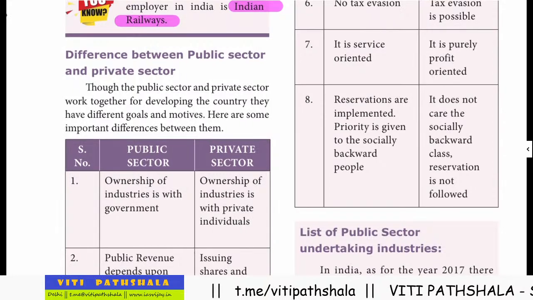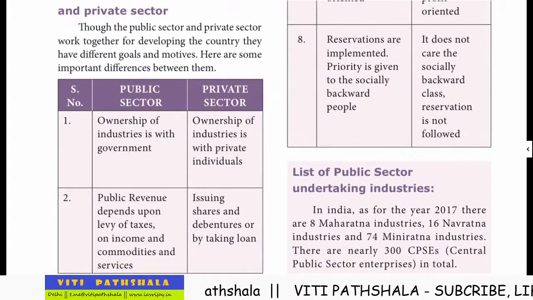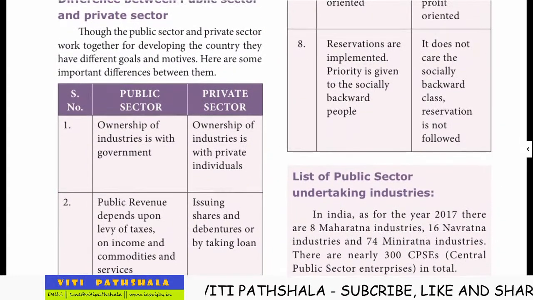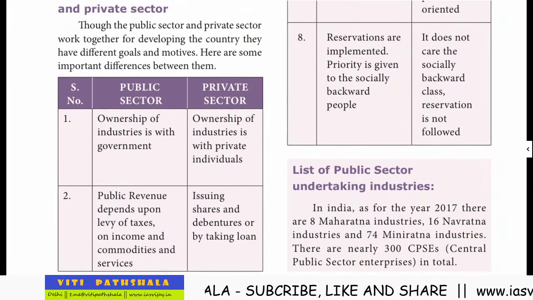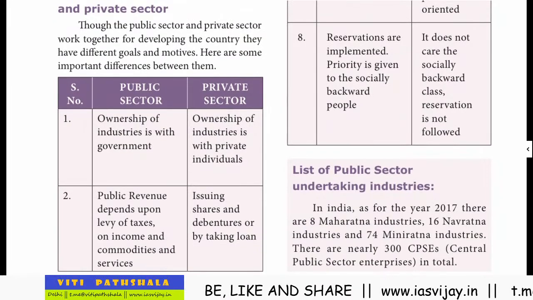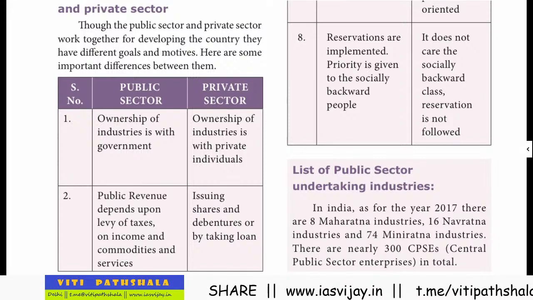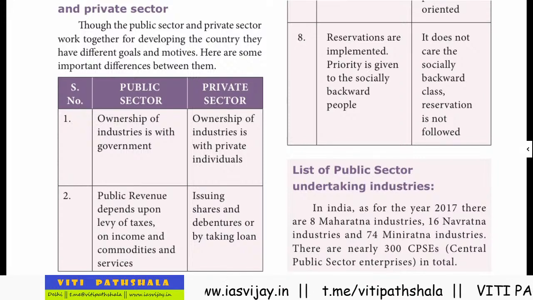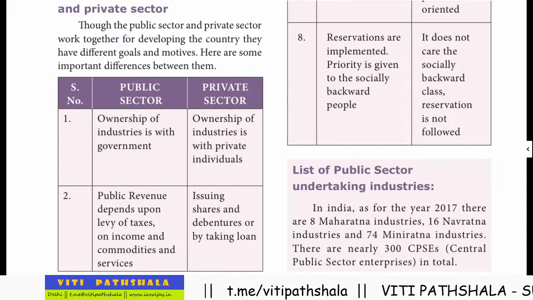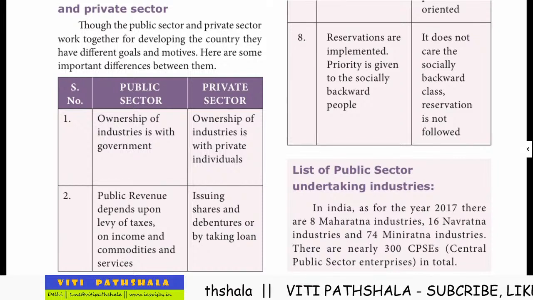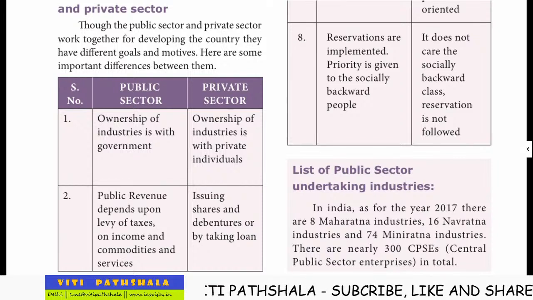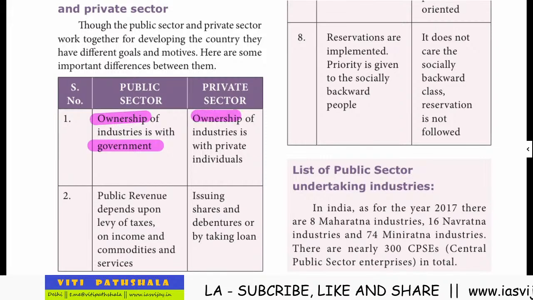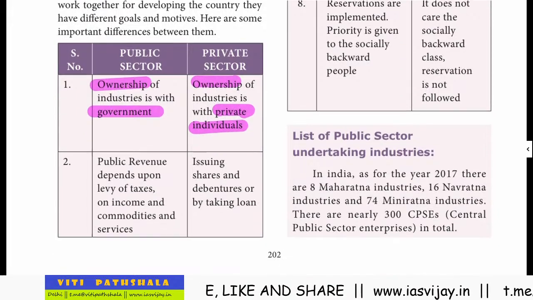Now, what are the differences between the public and the private sector? Though the public sector and the private sector work together for developing the country, they have different goals and motives. Here are some important differences between them. In the public sector, ownership of the industry is with the government. Who is the owner? The government. Who is the owner in the private sector? A private person or a corporation.